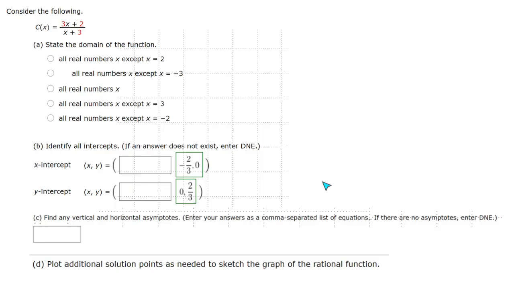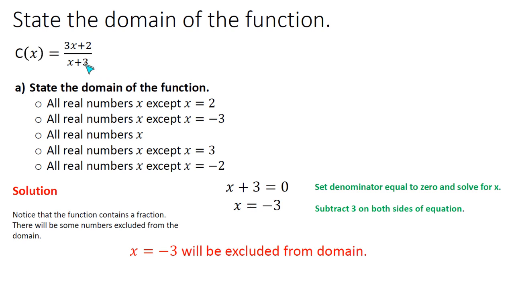So let's do this next one. We have C(x) equals (3x + 2) divided by (x + 3). The domain: there's a fraction, and so we set the denominator equal to 0. So our domain is going to be everything except for -3.